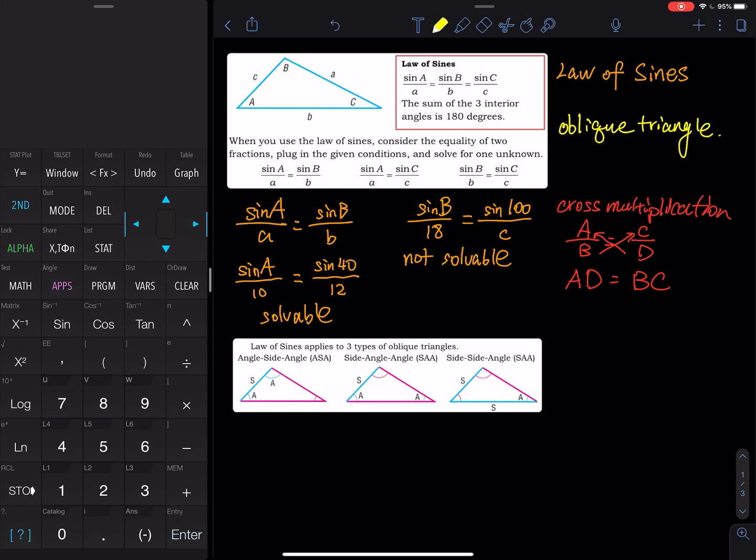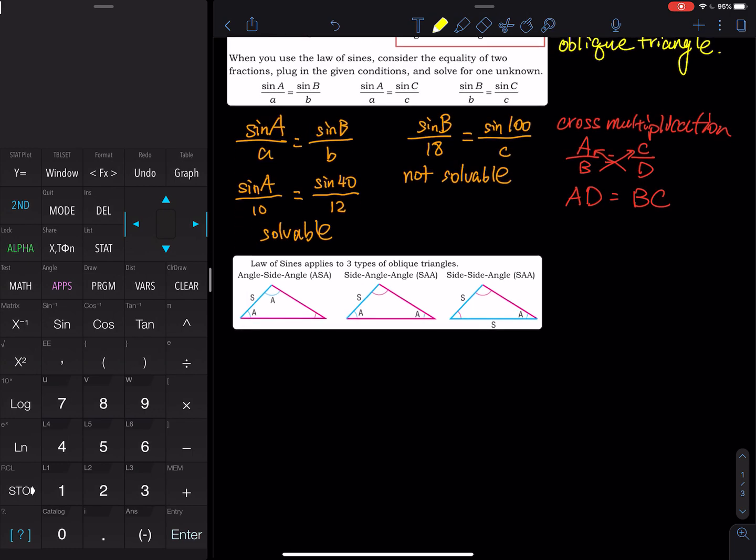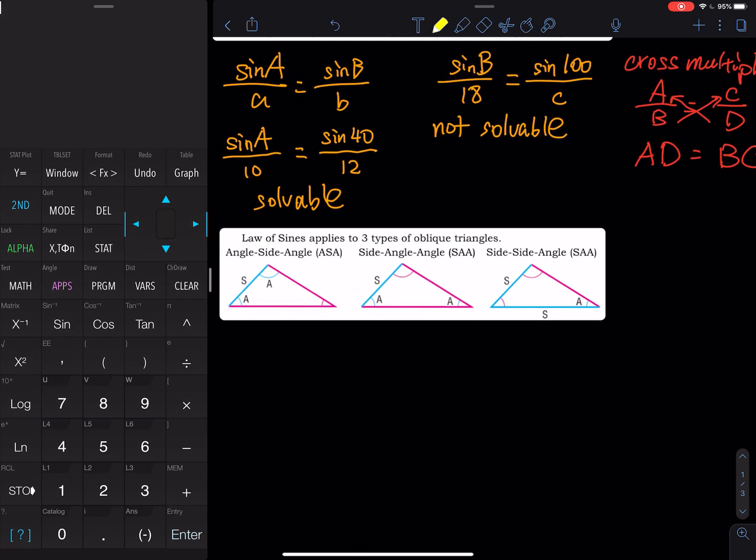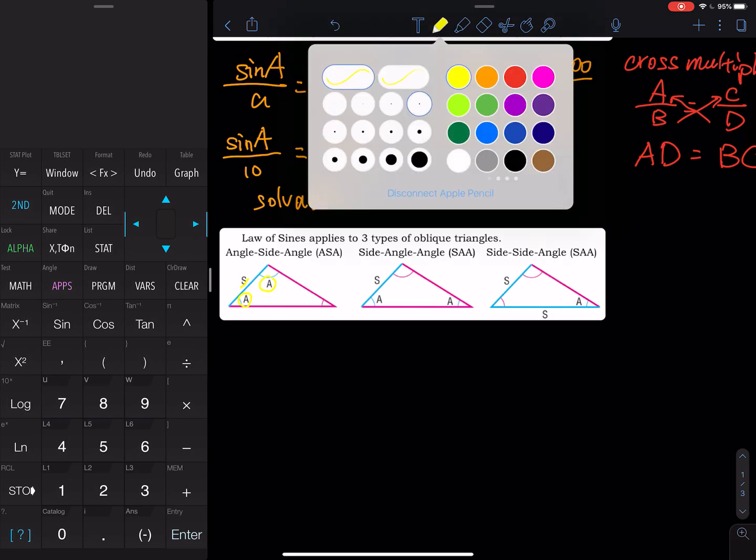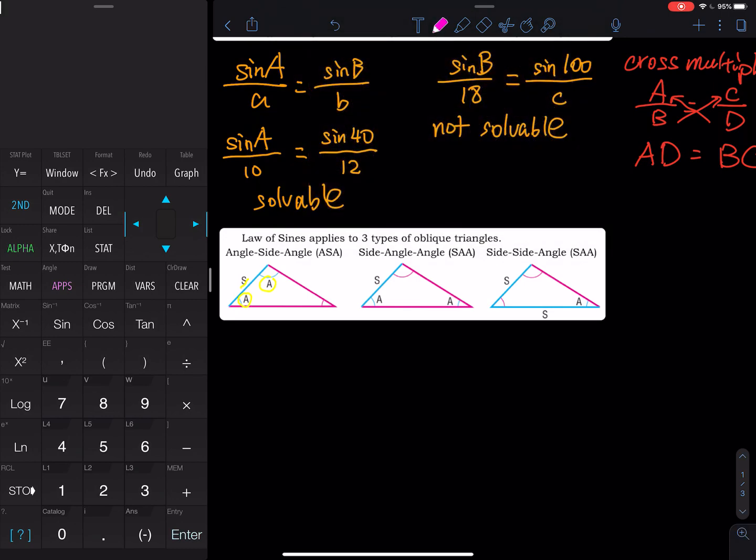Law of sines applies to three types of oblique triangles. They are ASA, which stands for angle side angle, where you know two angles and also a side. The other type is SAA, where you know a side and then an angle and then an angle. And the last type is SSA, which is side side angle. This should be SSA, not SAA.